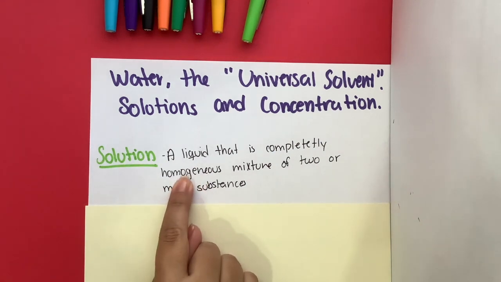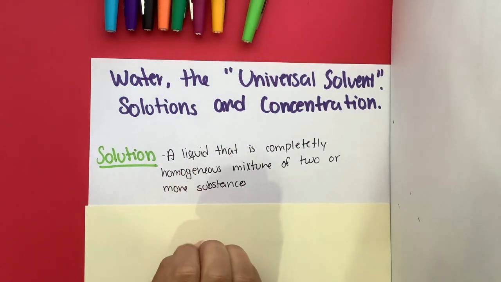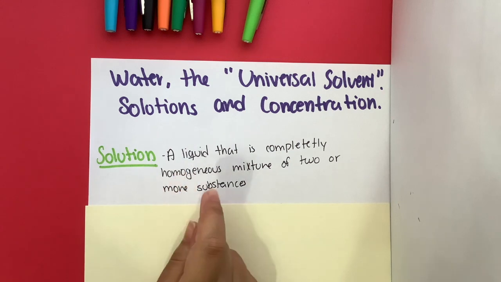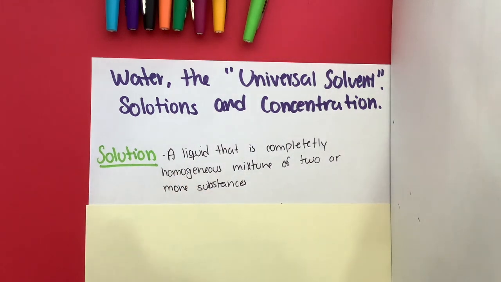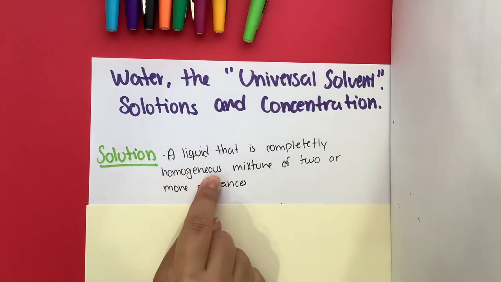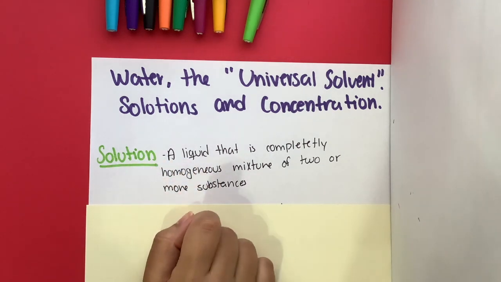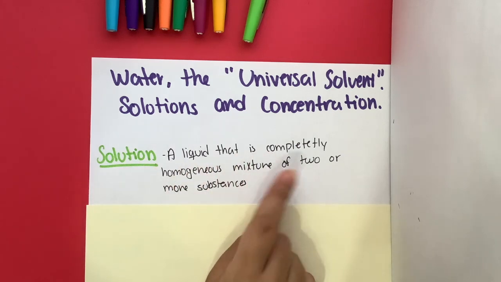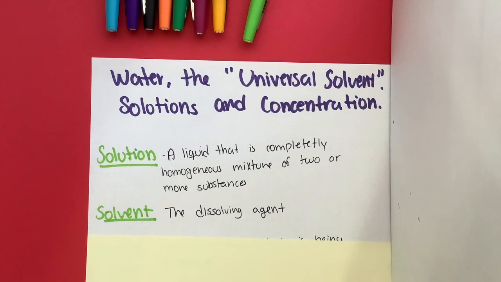Remember from before, homogeneous was a mixture. Mixtures can be physically separated. And homogeneous was that if you look at it, it looks the same throughout. Heterogeneous was that you would see the different layers. Homogeneous was that you would not see the different layers. So a solution is a liquid that is a completely homogeneous mixture of two or more substances.